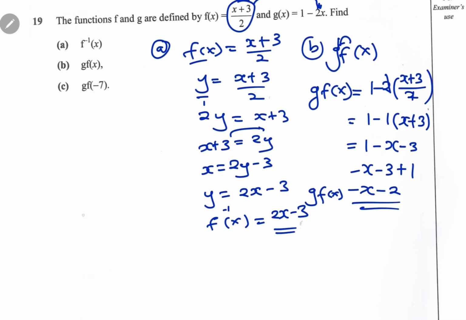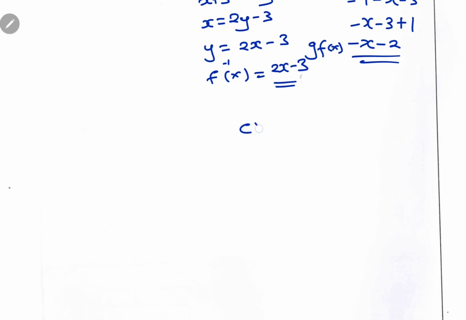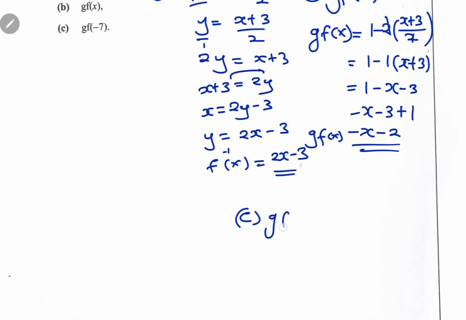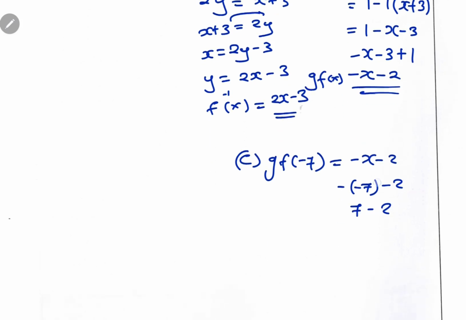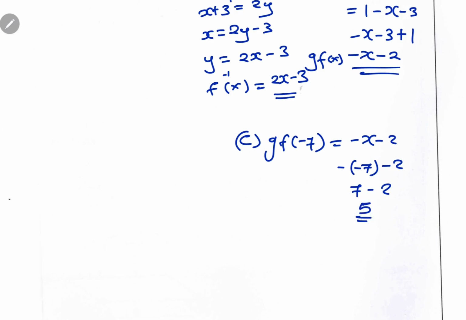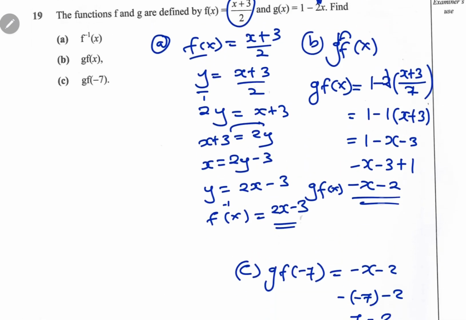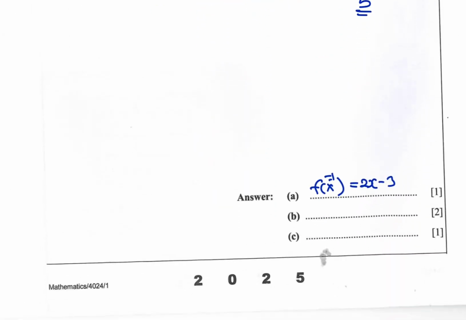Then for question C, they are saying g of x, that is negative 7. Which means we put negative 7 where there's x. So negative 7 minus 2, that gives us what? 5. Okay, so that is the answer to this question. So let us record the answers. So here is going to be negative x minus 2. Then here is going to be 5.